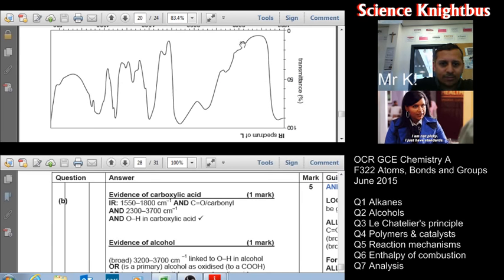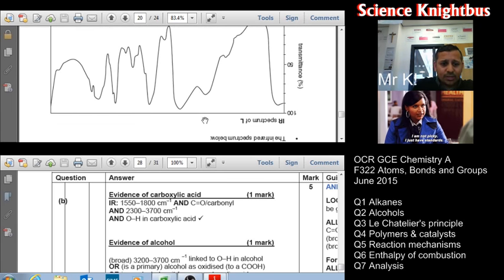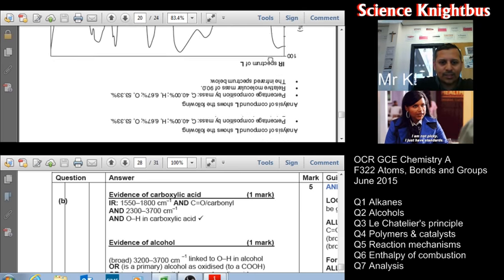You can actually see the peaks just jump out. You've got that one there, and that one. It's just a bit messy. That's the fingerprint region, really. But evidence of carboxylic acid definitely there. The IR is a very broad one, 1,550. Oh, sorry, mistake. You've got 1,550 to 1,800, and you've got a C=O carbonyl, and you have 2,300 through to 3,700. That's your broad one, and the OH in the carboxylic acid. There you go. That's basically your evidence.